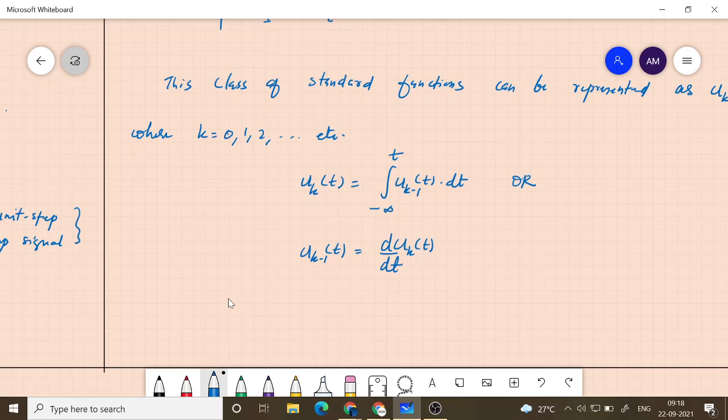This is a class which I have introduced earlier, but then I have generalized it into a class of functions. Earlier we had seen only the impulse function and unit step function, but now I have generalized into a class of functions which are related in this manner. Okay, so let's take a break.